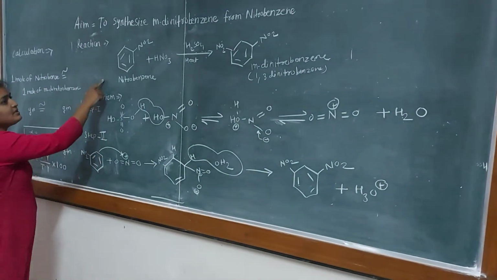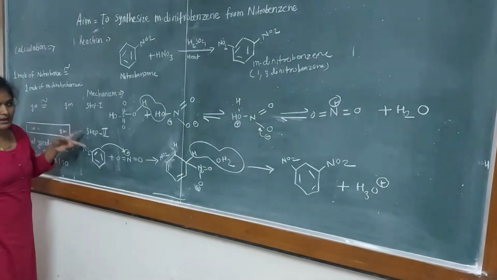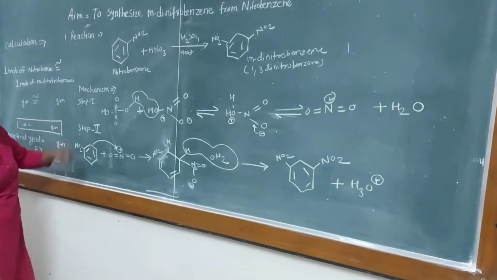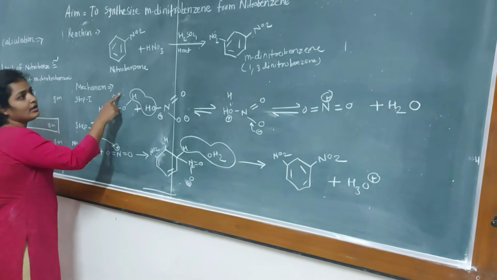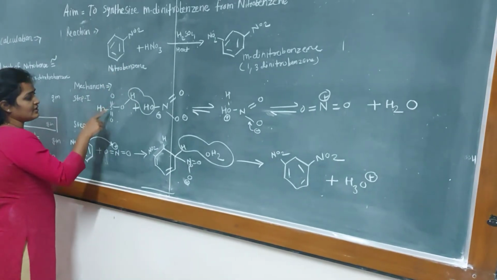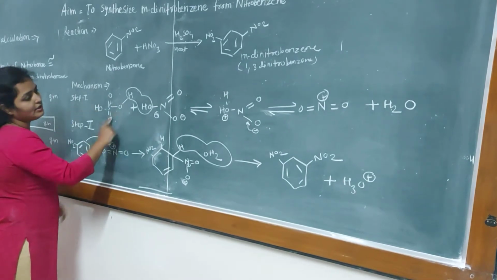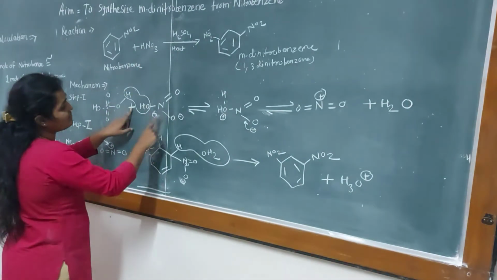The next one is the mechanism. It is a two-step mechanism: step 1 and step 2. In step 1, this is the structure of H2SO4, sulfuric acid, H2 S and O4. It reacts with nitric acid, HNO3.